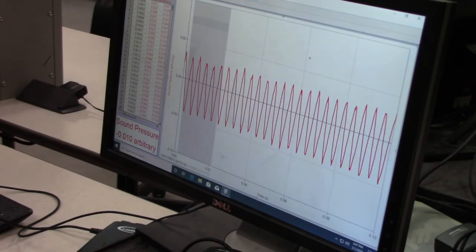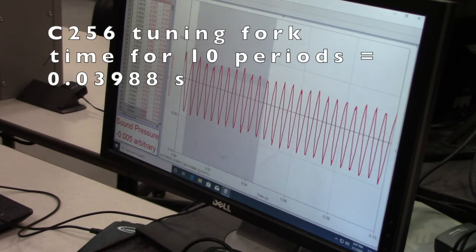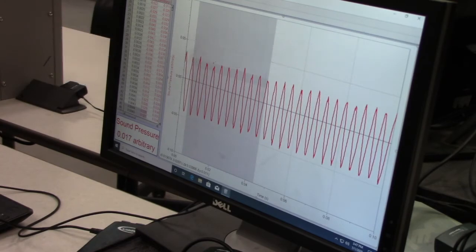So same thing, we're going to take our cursor, we're going to put it here at this peak, and then we're just going to drag it over 1, 2, 3, 4, 5, 6, 7, 8, 9, 10. Okay, so we're capturing 10 peaks here of our sound wave. So that's 10 periods of oscillation. The time it takes is 0.03988 seconds.